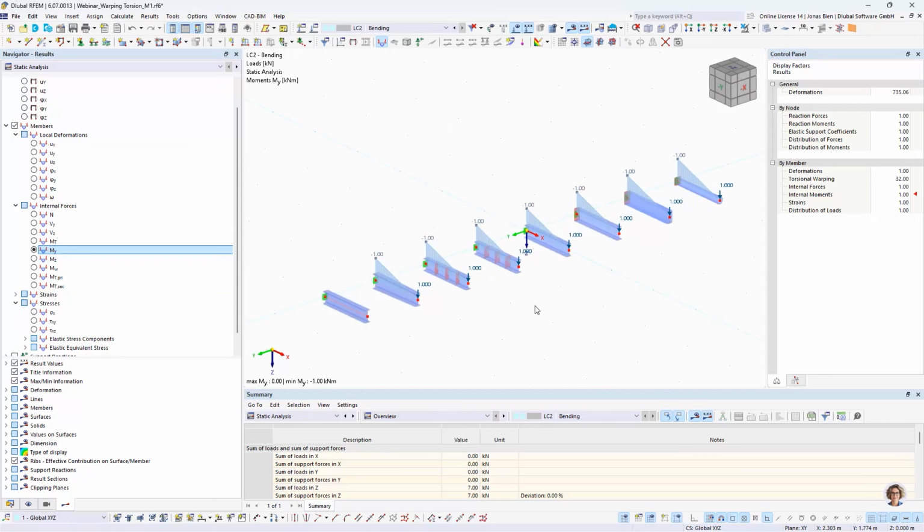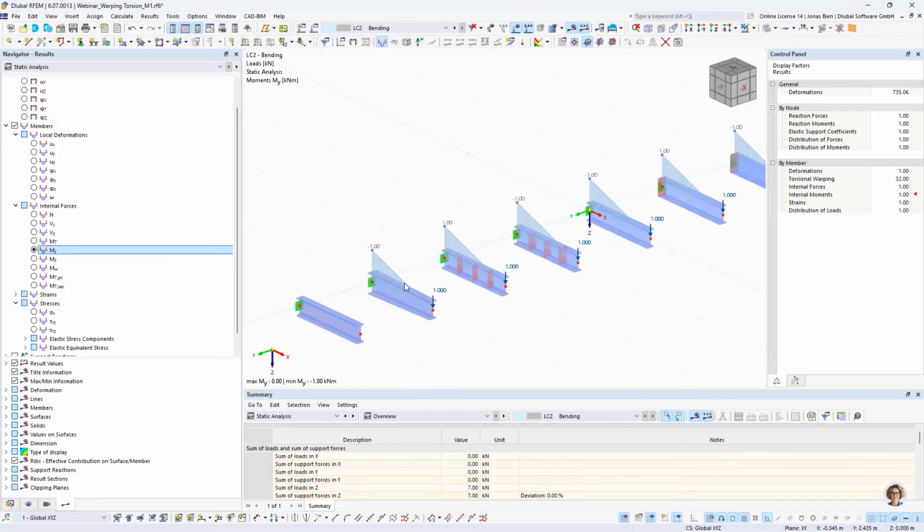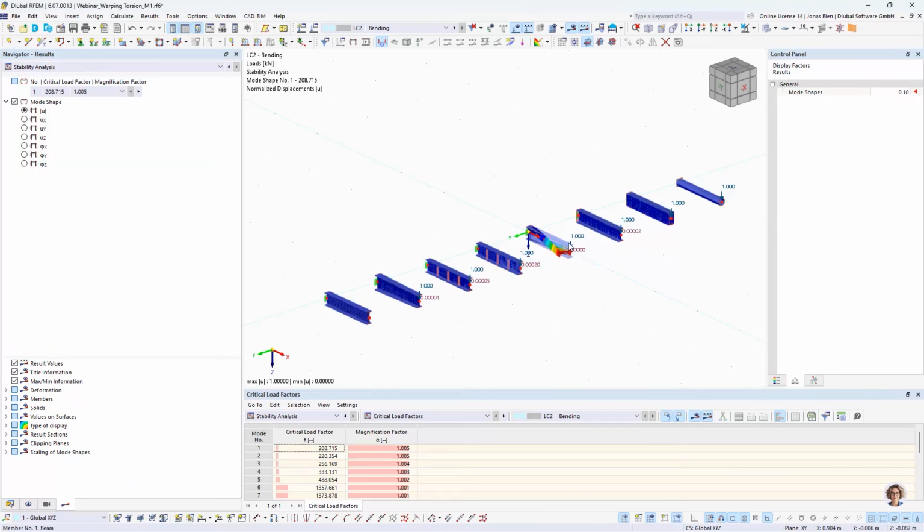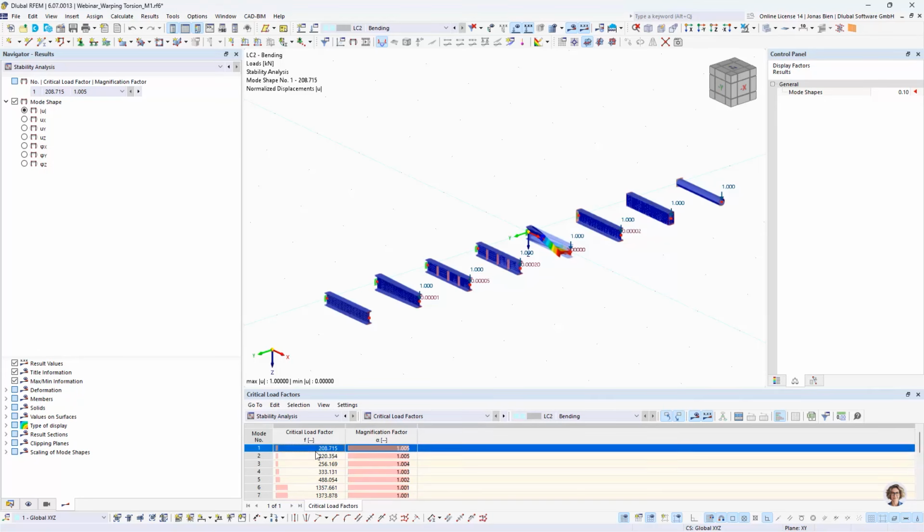So we now not only get the results of the static analysis, we can quickly check how the internal forces are. Now we have no torsional moment here, we just have bending about the strong axis, and we have a maximum bending moment at the fixation or at the boundary condition of 1 kilonewton meter. But now we also get the stability analysis results, and this gives us the eigenshapes and the eigenfactors.